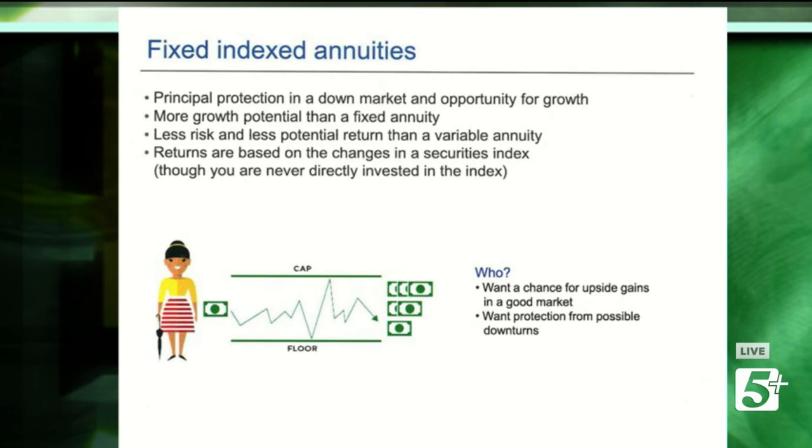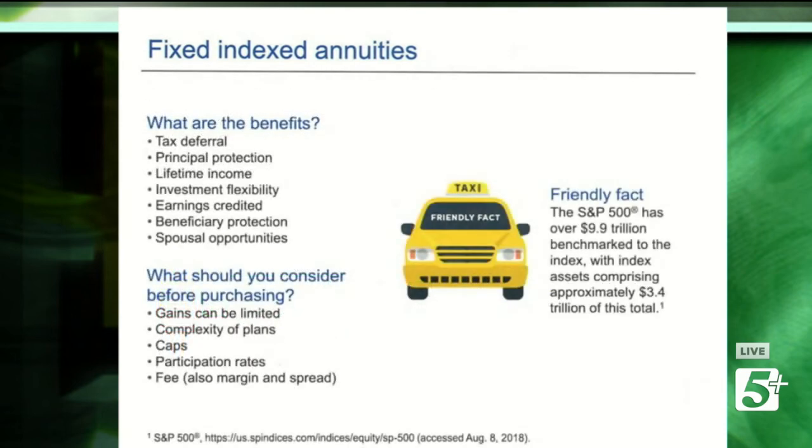All right, fixed index annuities. These are the ones that, as I said, I use the most. They're the ones that I think give you the most benefit. Principal protection in a down market and opportunity for growth. So when the market goes down, your principal, the amount you invested, is protected. And more growth potential than a fixed annuity, less risk and less potential return than a variable annuity. Yes, maybe the high fees are a trade-off, so you'd want to look at the different products.